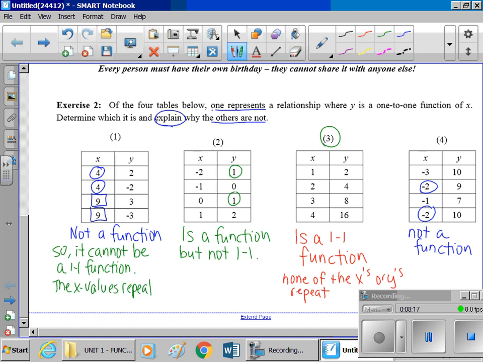I'm trying to hit all my bases here. When it says to explain something, you better explain it to death. All right, so let's take this one. It is a function, but it's not one-to-one. And let's put here because the y values repeat.